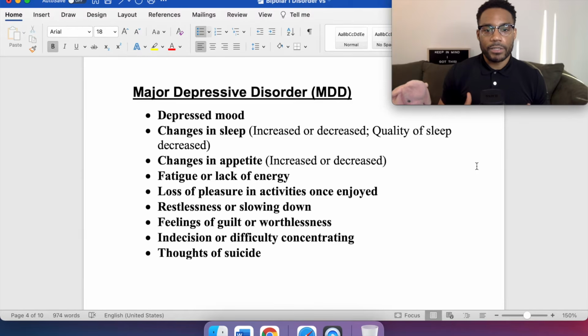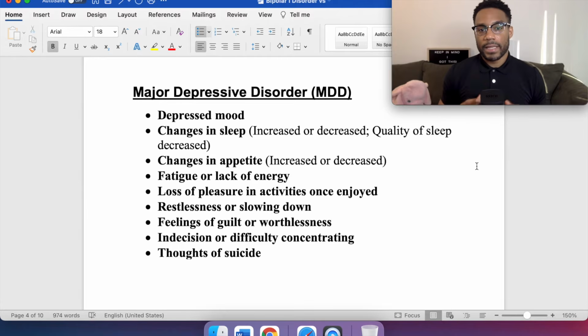And now looking at major depressive disorder, or MDD, here are some of the symptoms associated with it: depressed mood, changes in sleep, so either increased or decreased quality of sleep, usually if they're waking up throughout the night, difficulty going to sleep, etc. Changes in appetite, whether it increases or decreases, fatigue or lack of energy, loss of pleasure in activities once enjoyed or anhedonia, restlessness or slowing down, feelings of guilt or worthlessness, indecision or difficulty concentrating, and thoughts of suicide.